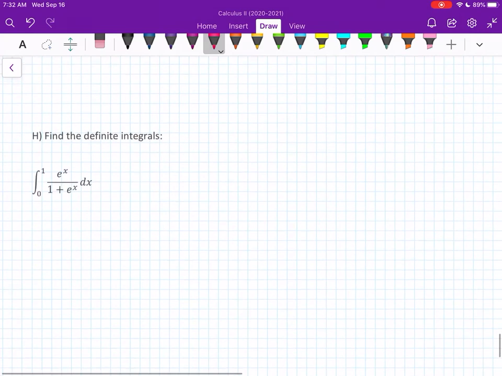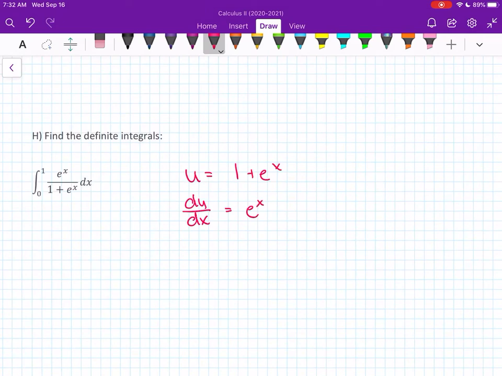One more example is a definite integral. Yay, definite integrals. All right. So for this one, we have the definite integral of 0 to 1 of e to the x over 1 plus e to the x dx. And so I'm going to let u equal the entire denominator. So 1 plus e to the x. So du dx is e to the x. So that's handy. That'll cancel. So then I get dx equals 1 over e to the x du.